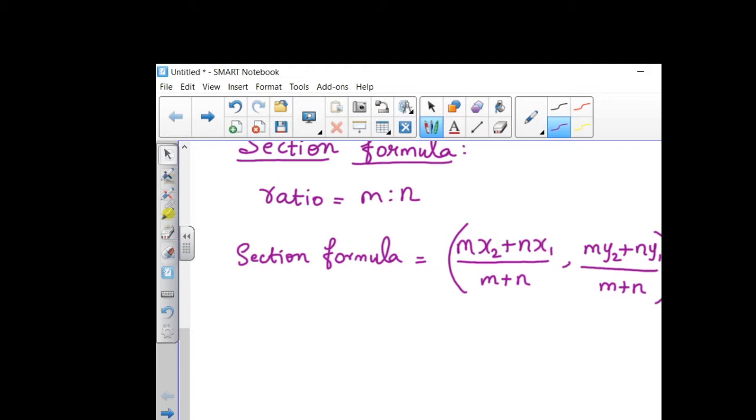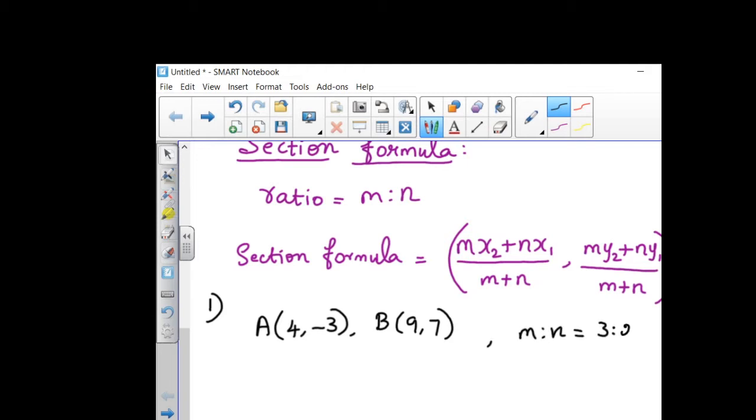Exercise 5.4, question number 1. The A value is 4, minus 3 and the B point is 9, 7. Then the ratio is 3:2. Therefore m is to n is equal to 3:2. So you can take m value as 3 and the n value as 2.